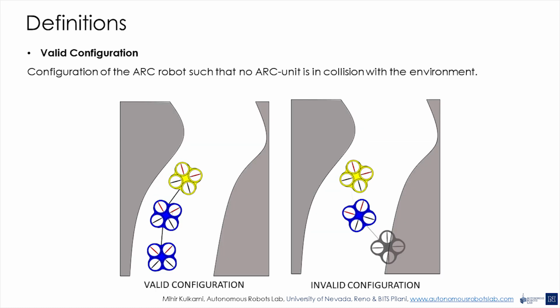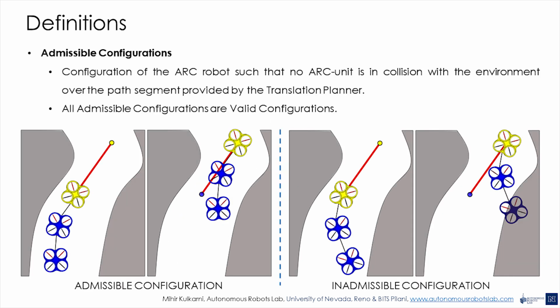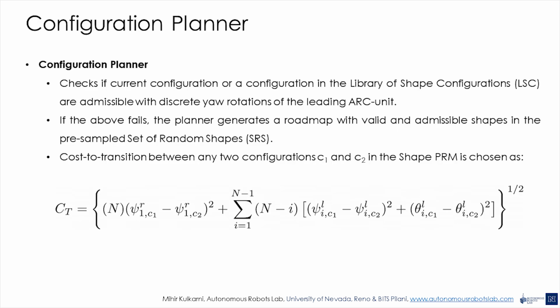We define valid configurations as those that do not collide with the environment at a given position of the leading ARC unit. Similarly, we define admissible configurations as those shapes which remain collision-free during the translation of the robot over the given path segment. The set of admissible configurations is a subset of valid configurations. The configuration planner finds collision-free shapes of the robot that allow it to traverse the path selected by the translation planner.